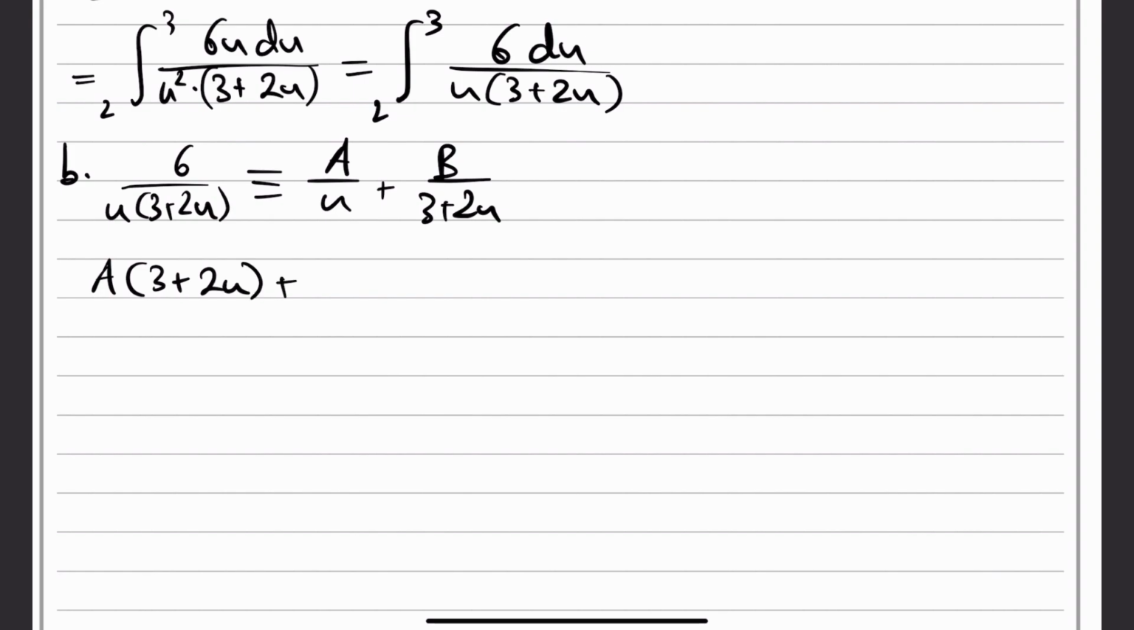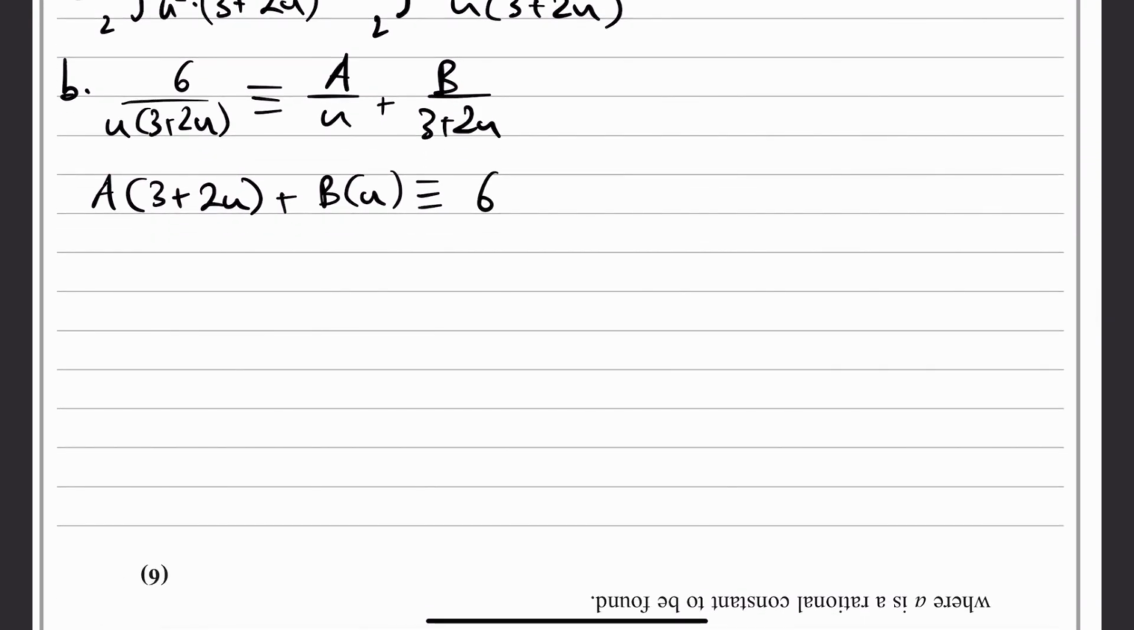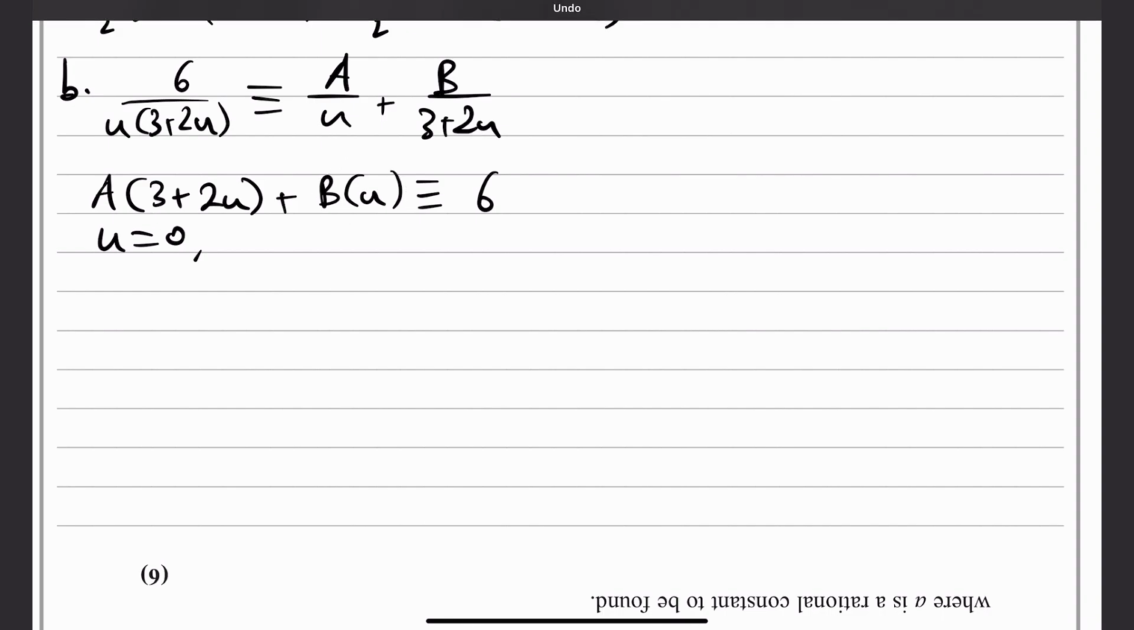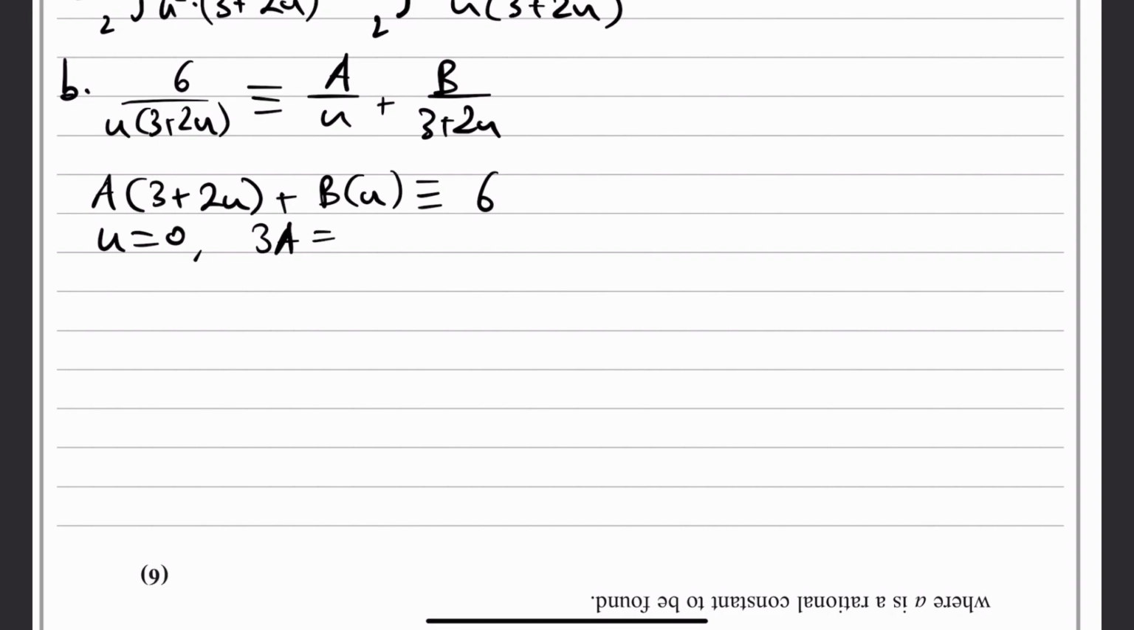You can see that this is going to be equal to 6, identical in fact, and then now we can just put in our u values. So if we say u is equal to 0, then this is just going to cancel out, so we're going to get 3a equals 6, a equals 2, and if we put u is equal to negative 1.5, then you can see this is going to go to 3 minus 3. So that's going to go to 0. And you get negative 1.5b is equal to 6. So b is equal to negative 4. I believe so. Yeah, okay.